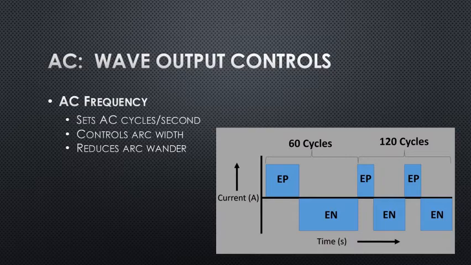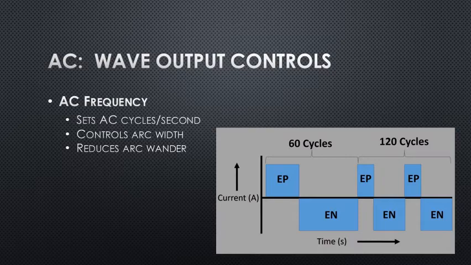All right, another AC control that's extremely useful and helps to improve arc stability and directional control is AC frequency, which controls the amount of AC cycles per second. Traditional machines were fixed at the input frequency of 60 hertz in North America, 50 hertz in other countries around the world. Modern day equipment is able to change the output frequency to achieve different arc characteristics.